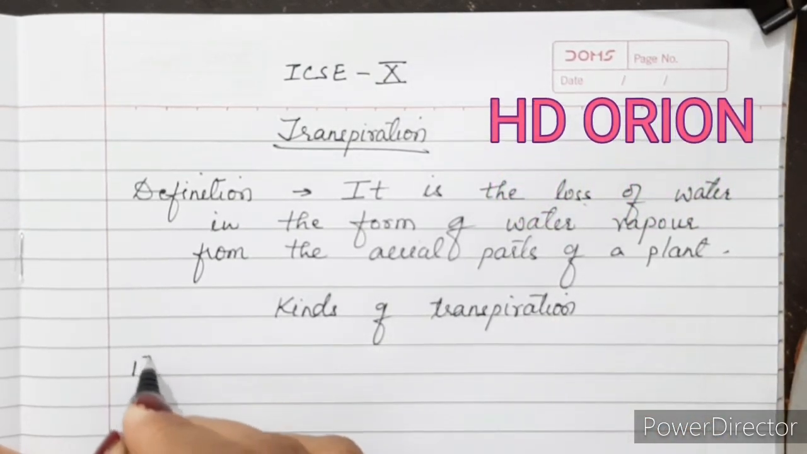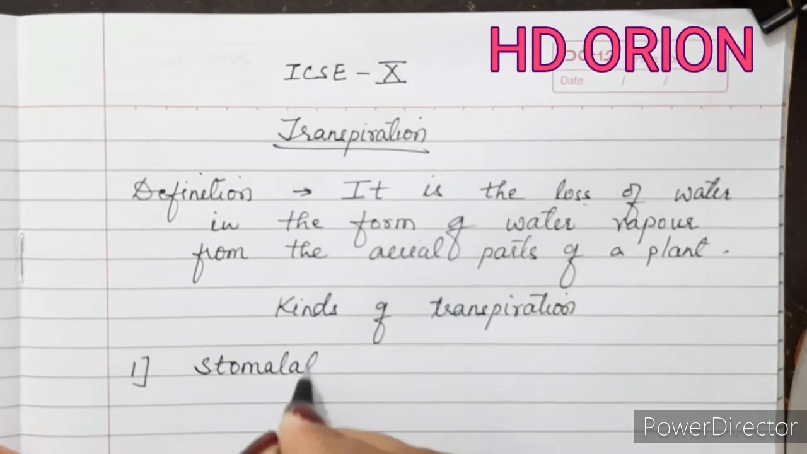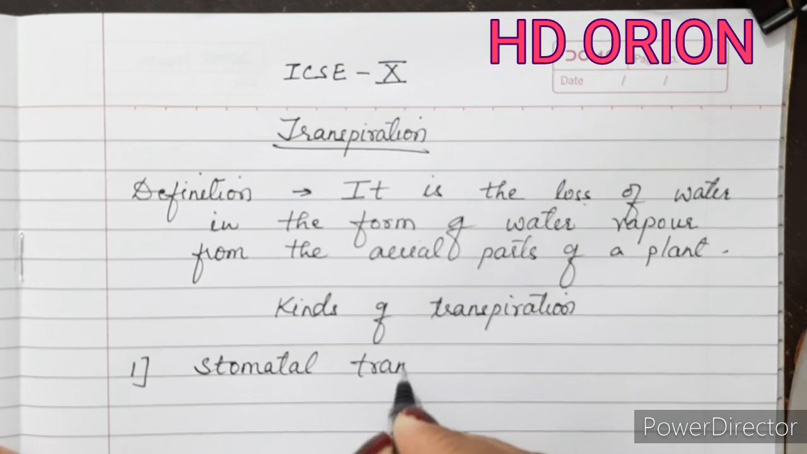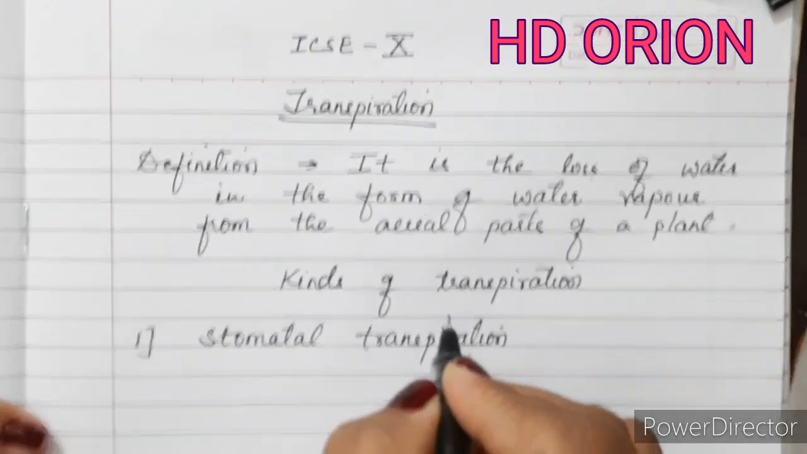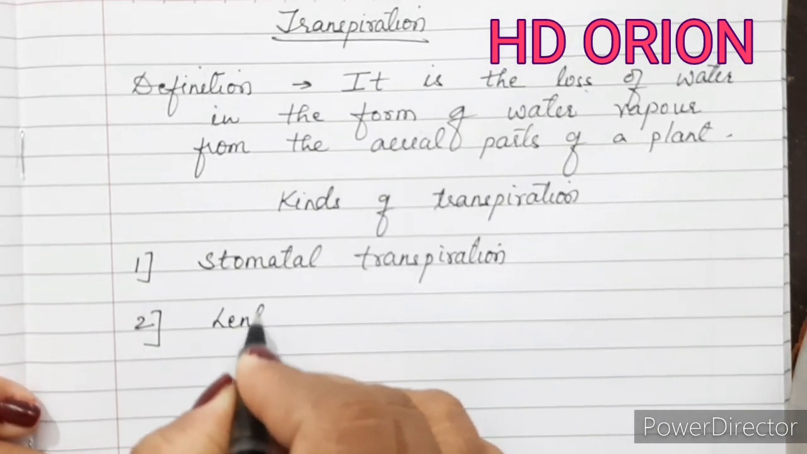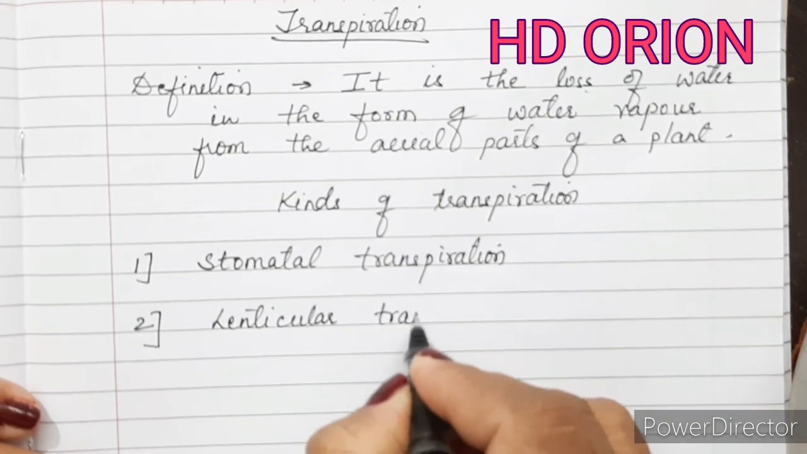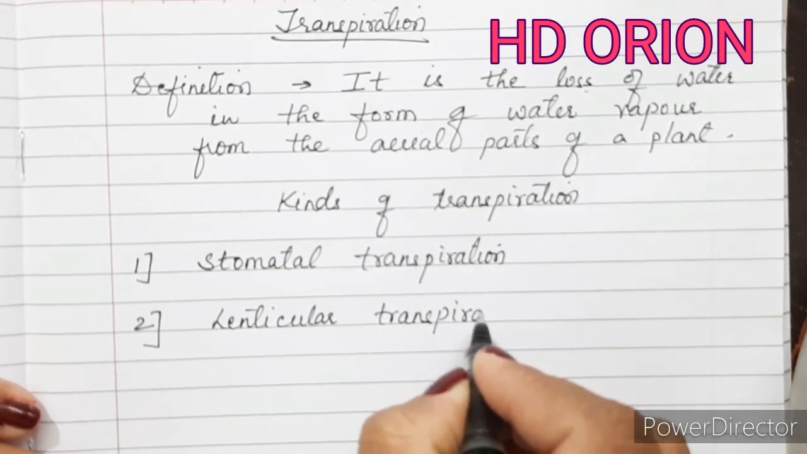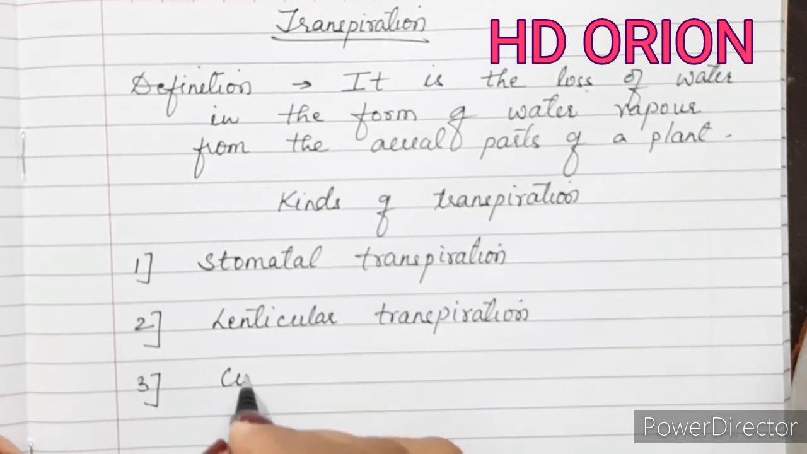Transpiration is of three kinds. First, stomatal transpiration. Second, lenticular transpiration. And third, cuticular transpiration.